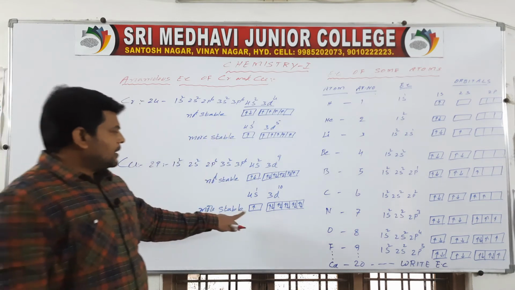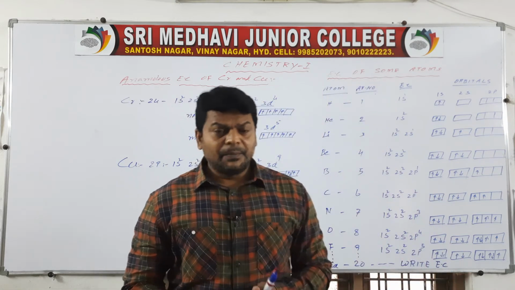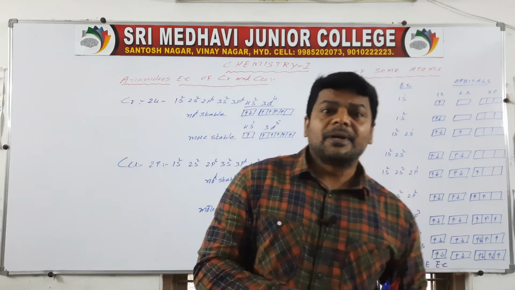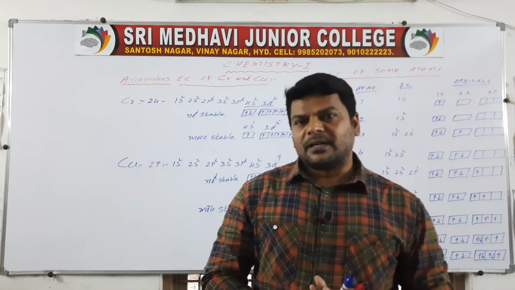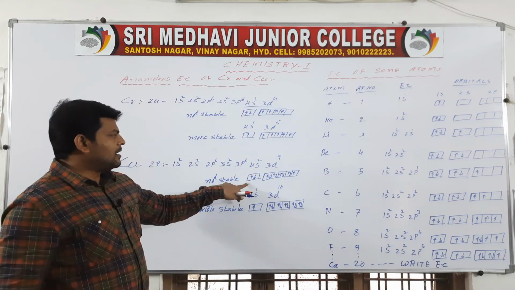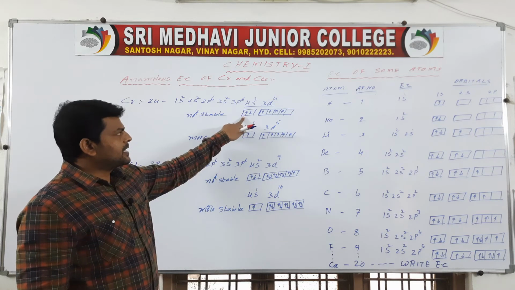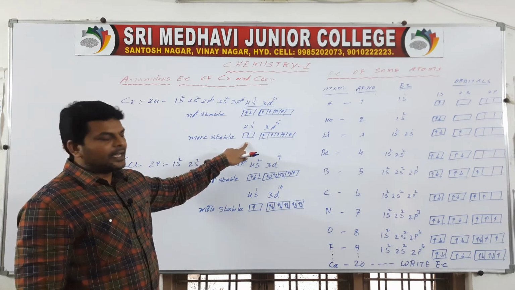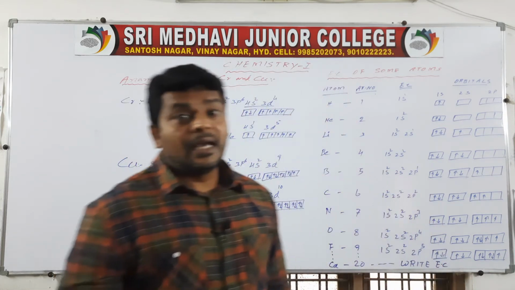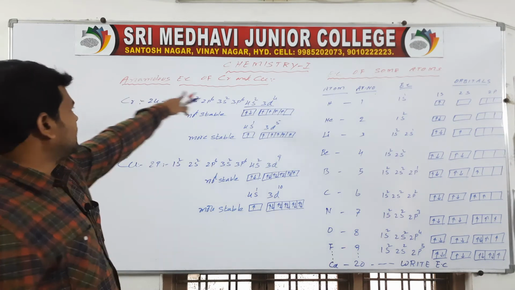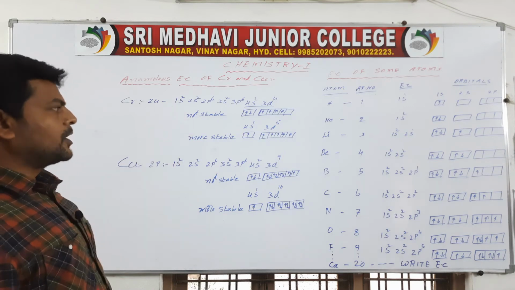So already I told you in the previous class, half filled orbitals or full filled orbitals are more stable than partially filled orbitals. Here it is half filled or full filled. So for getting stability, some atoms change their electronic configuration. A normal electronic configuration that changes is called an anomalous electronic configuration, for example chromium and copper.